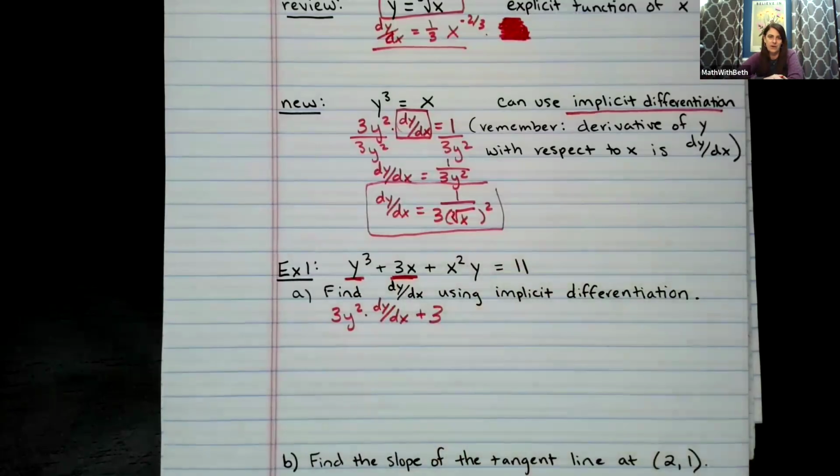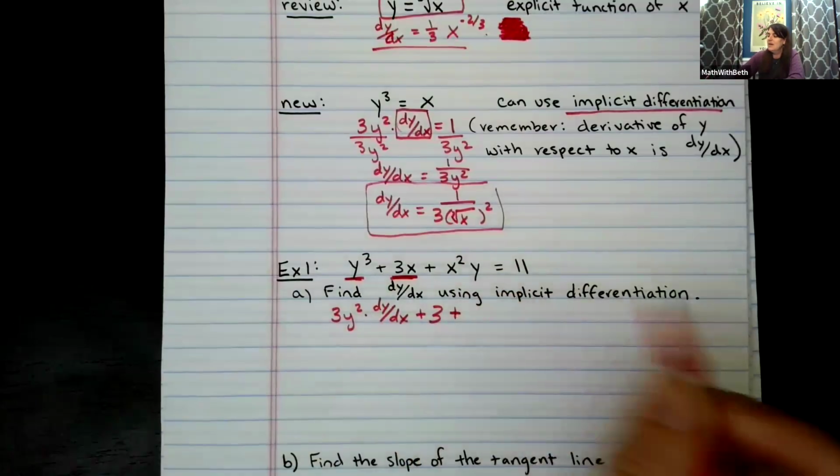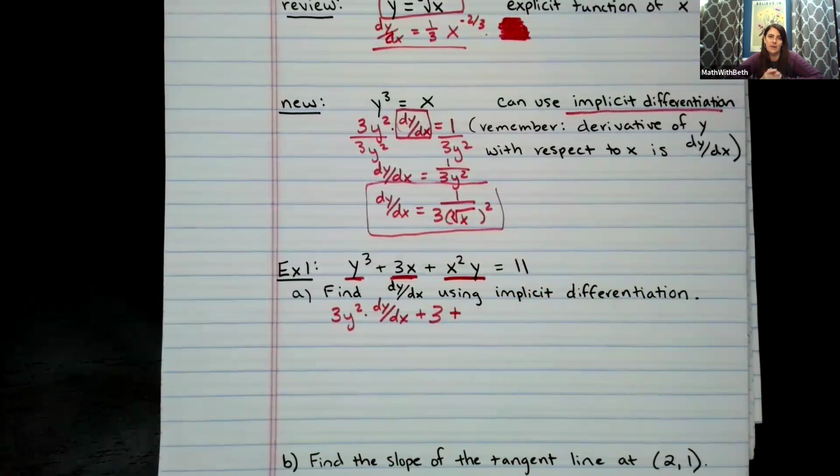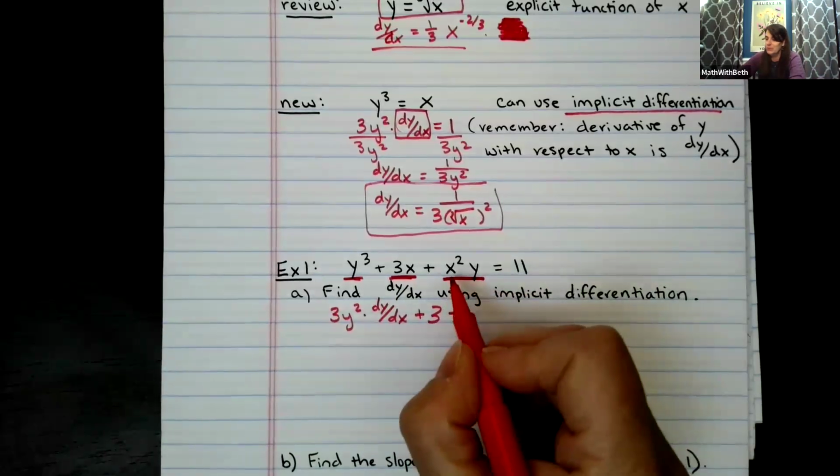So hopefully you already know the derivative of 3x would just be 3. Plus, here we have to be careful because not only do we have an x and a y, but it's a product. So I still do need to do the product rule. It's just if at any point I need to do the derivative of y, I need to add that times dy dx. So let me talk you through the product rule.